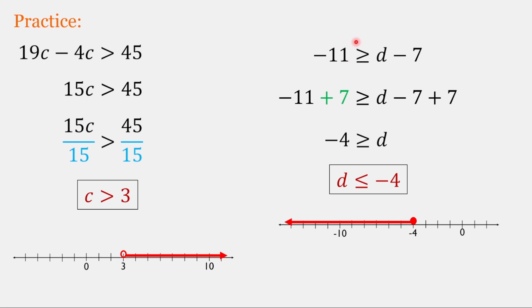And then finally, 7 is subtracted from the variable d. To undo subtraction, we'll add 7 to both sides. We end up with negative 4 greater than or equal to d. And then we'll rewrite this so that the variable is on the left side of the inequality. We have d less than or equal to negative 4.